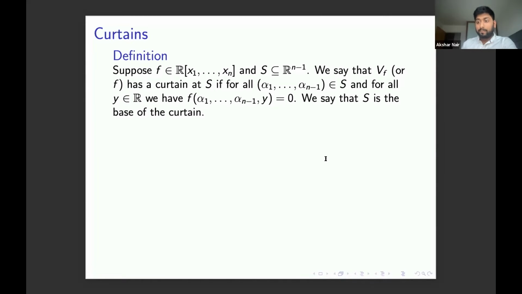We say that Vf, the hypersurface defined by f, or f for that matter, has a curtain at S if for all points in S, every point above S, so basically the fiber above every point in S, the valuation of the polynomial is zero. And we say that S is the base of the curtain. So the way to visualize this is you take a subset S, and if the entire fiber over all points in S is contained in the hypersurface, then we say that f has a curtain on S.